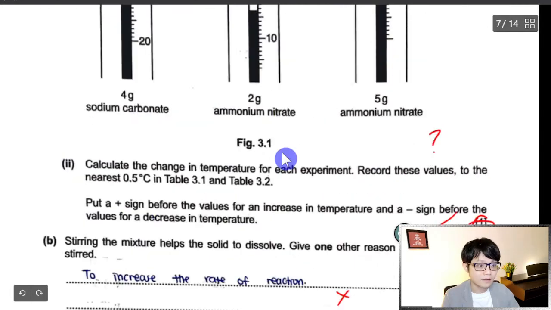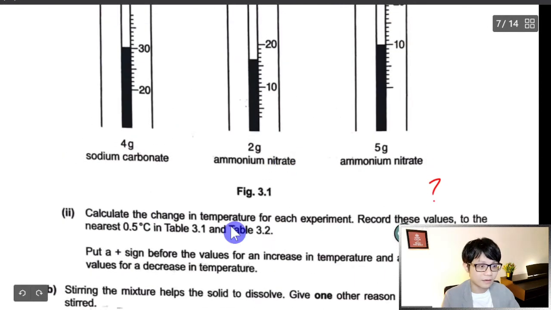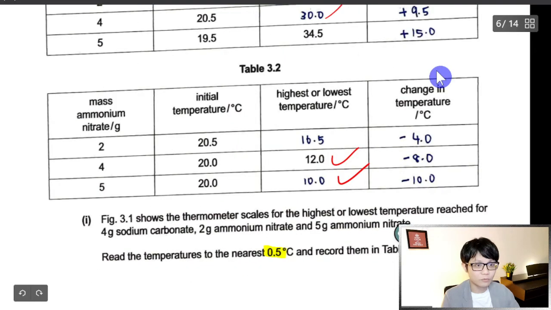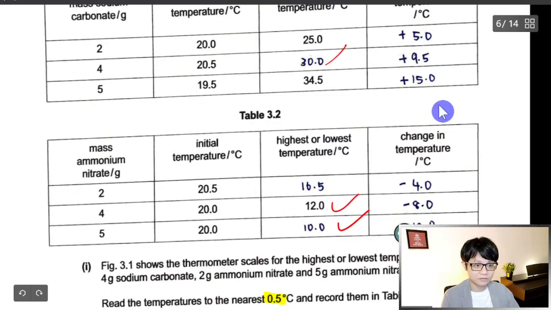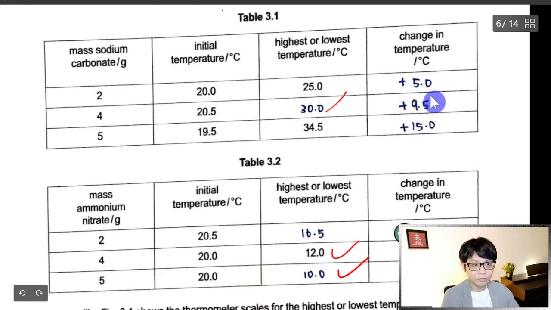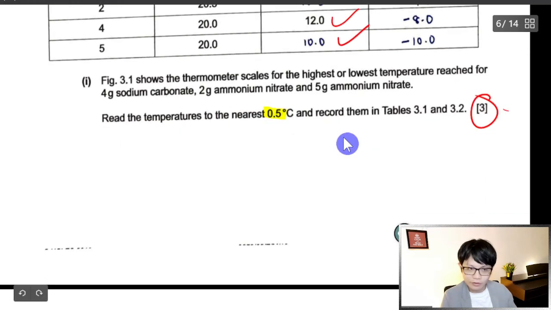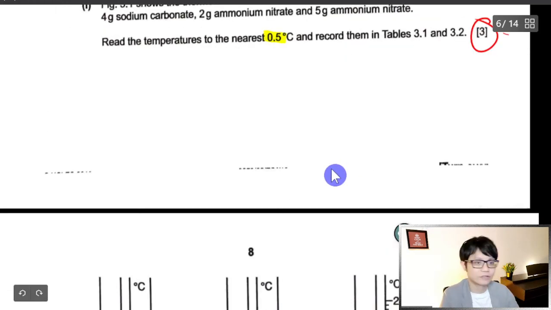Calculate the change in temperature. Put a plus minus sign. So the student put the plus minus sign. Very good. And the student even put 1 decimal point, which is better. Okay. It's not required in the marking scheme, but even if you put it, you are not considered wrong. Okay. 1.0 is still 1. 1.0000 is still 1. So you are still correct.